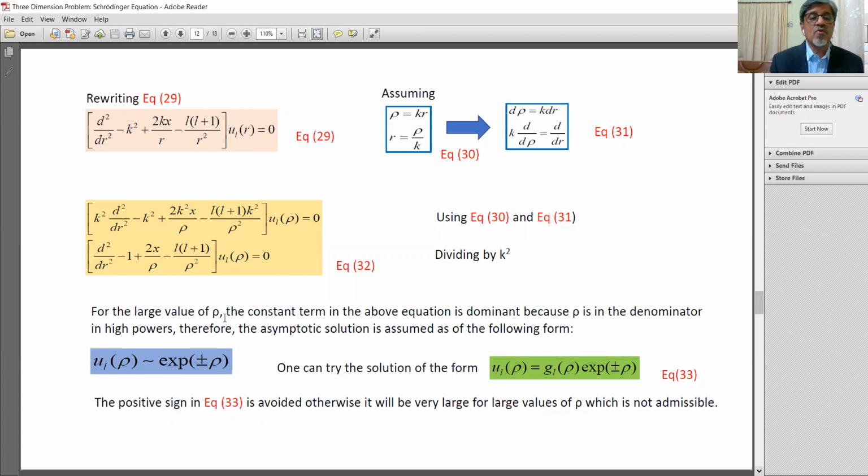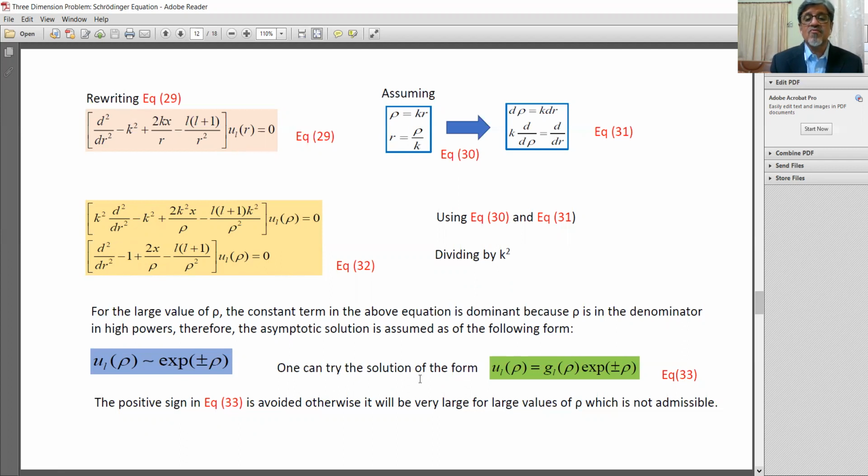For the large value of rho, the constant term in the above equation is dominant because rho is in the denominator and in the higher power also. So in this equation, rho is in the denominator. Here, rho square is in the denominator. If rho is very large, then this term becomes small. This term becomes still small. With comparison to the constant term, these terms are very small. Therefore, the asymptotic solution is assumed in the following form. So asymptotic solution means infinitely large distance. It can be assumed that U_l(rho) is approximately equal to exponential plus or minus rho.